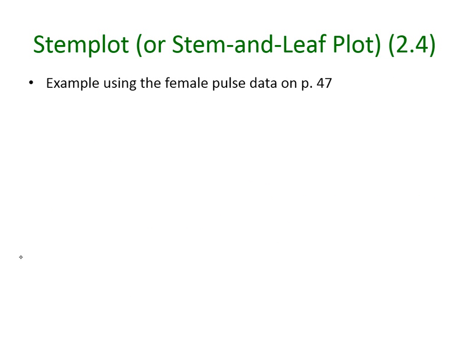If we looked at page 47 and we made our own stem and leaf plot, so if we did this for the pulse rates of females, the other one was the pulse rates of males. First of all, what would I need to have for my stems?